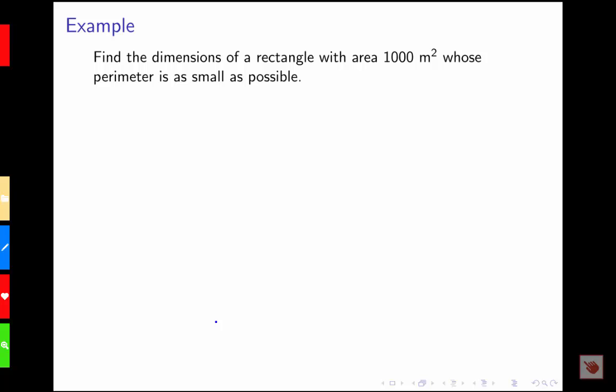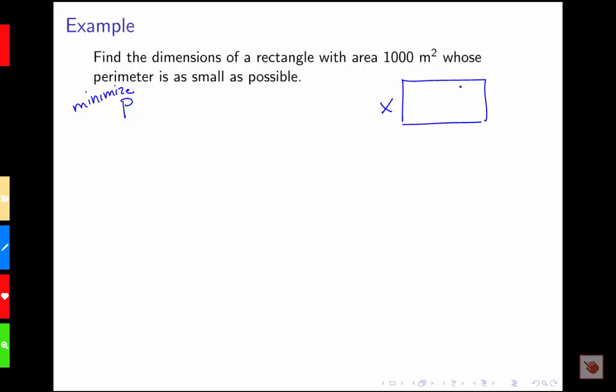So here we're interested in finding the dimensions of a rectangle with area 1,000 cubic meters whose perimeter is as small as possible. Okay, so our goal is to minimize a perimeter. So we're trying to minimize this quantity P. Now I'm dealing with a rectangle, so I want to go ahead and draw my diagram.